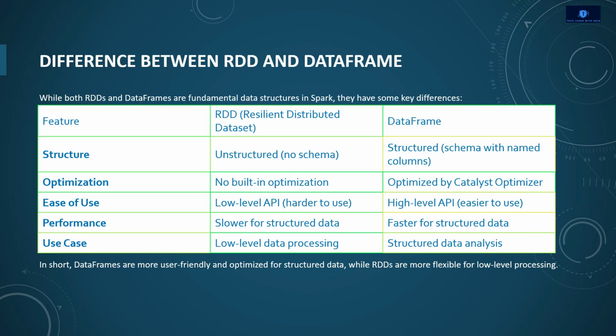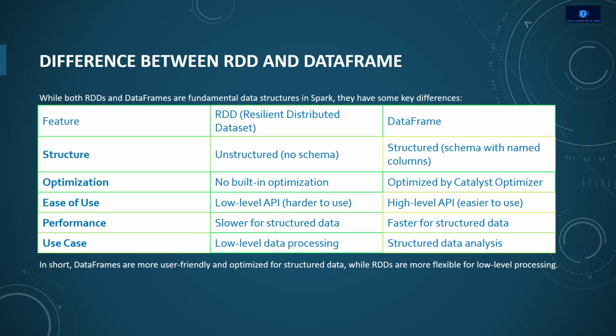Now let's look at the main differences between RDD and DataFrame. If we discuss the structure, RDD follows an unstructured, no-schema dataset, whereas DataFrame follows a structured schema, which has column names, and we have to define the data types. Coming to optimization, RDD has no built-in optimization, but DataFrame is optimized by the Catalyst Optimizer.